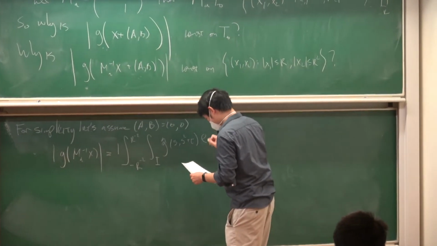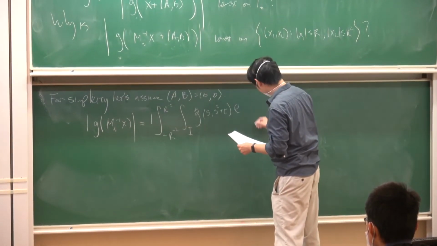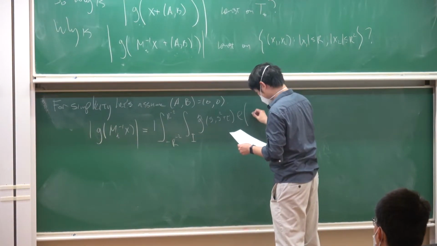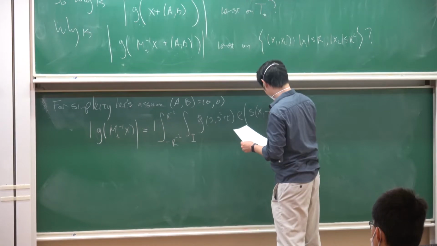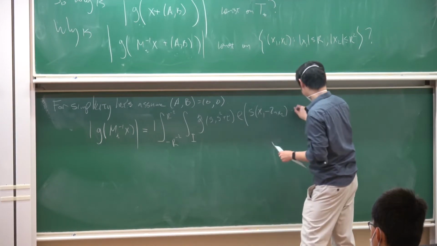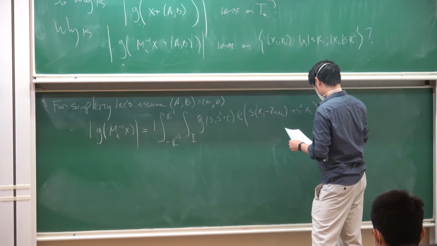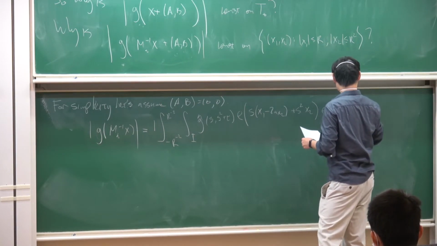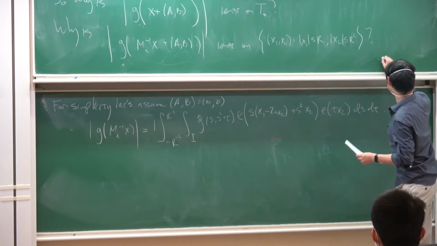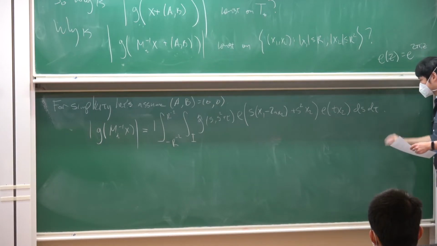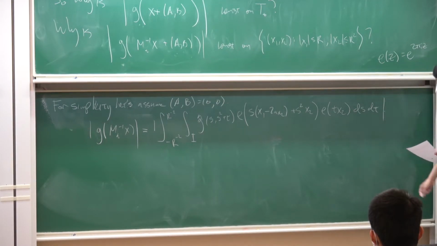Okay, and then e of, oh, I didn't write e of, okay. Yeah, okay, let's do it this way. s times x1 minus 2a x2 plus s squared times x2, e of t x2, ds dt. Remember here, e of z is e to the 2 pi i z. And I want to close absolute value. Okay, you just plug in what it is.